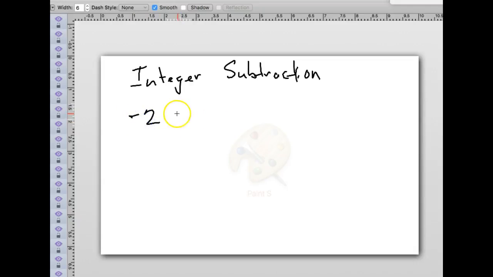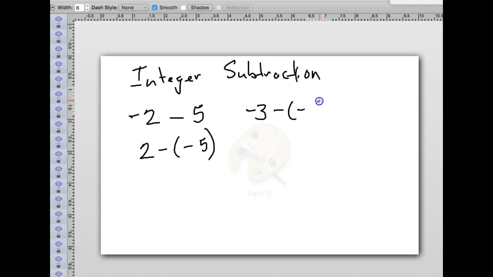We could have -2 minus 5. You could have 2 minus a -5. You could have 3 minus -3, or -3 minus -5. You could have 5 minus 3, or say we have 2 minus 5. All right, so let's look at the first one.